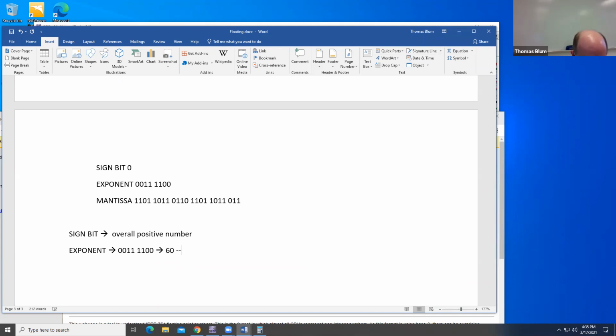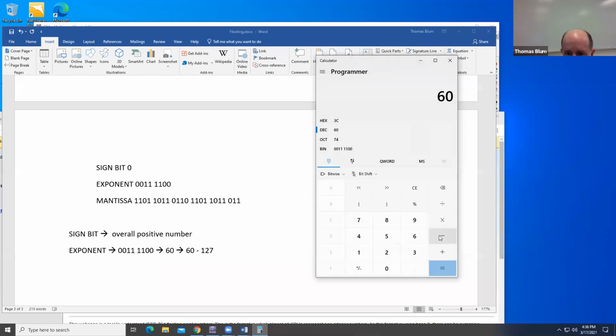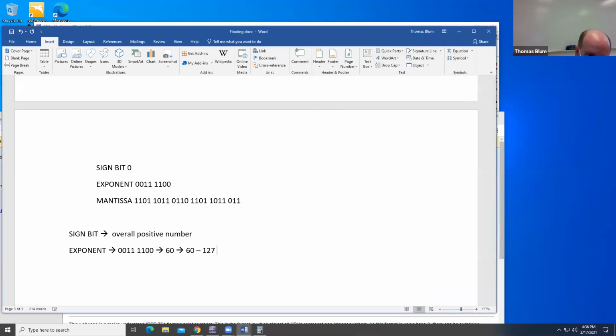And then I need to unbias it. So if bias means add 127, unbias means subtract 127. And that's minus 67. That makes sense. And so that's my power of 2. When it comes to the end, I'm going to multiply by 2 raised to the minus 67. Okay.